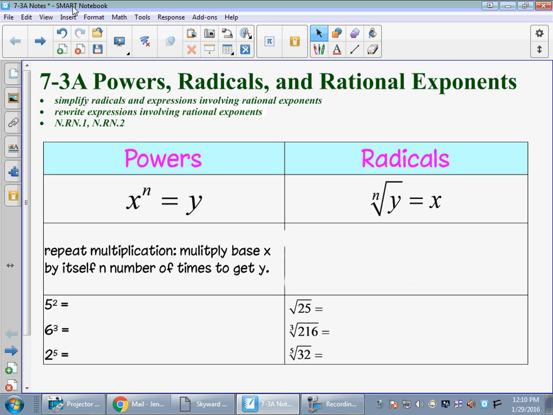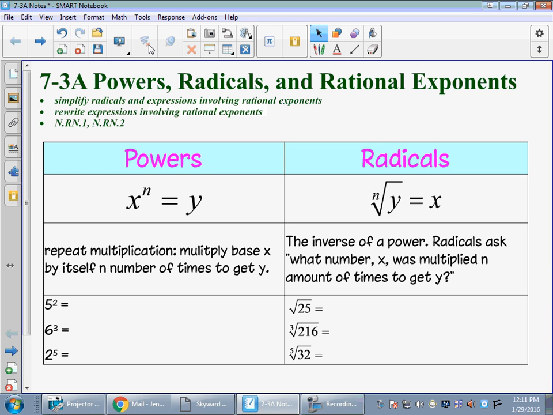And so if you see that the answer of a power, the y value, is underneath that symbol, that's called the radical sign. The exponent that you raised, the repeat multiplication, is the little number here called the index. And it helps ask the question. And then your answer here is getting back to that base. Okay, so the best way to describe it is what I have written down here. The inverse of a power, radicals ask, what number x was multiplied n amount of times to get y?